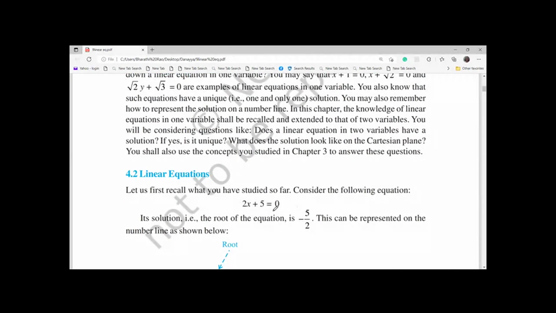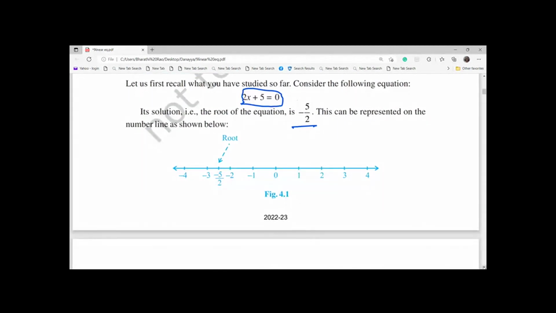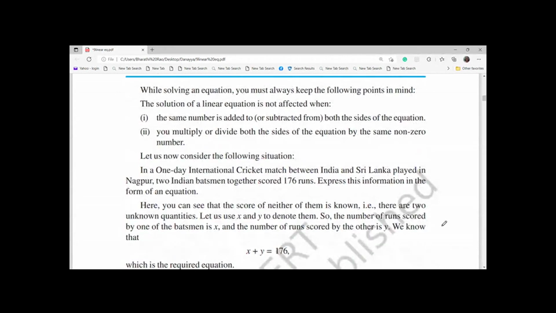Here you can see there is 2x plus 5 equal to 0. What is the value of x here? Minus 5 by 2, ma'am. And minus 5 by 2 is also called the root of the equation, or the solution, correct? Yes, ma'am.